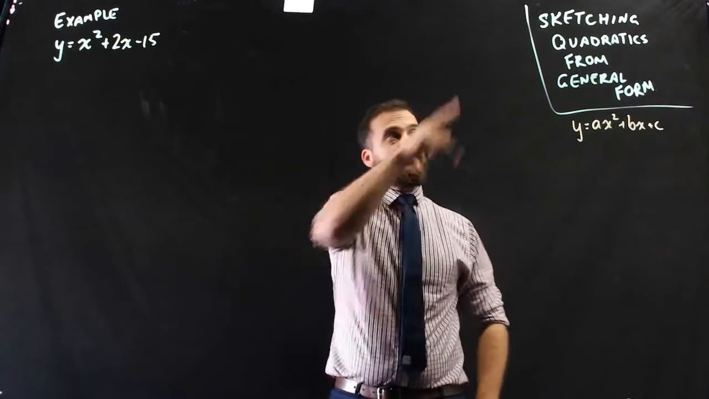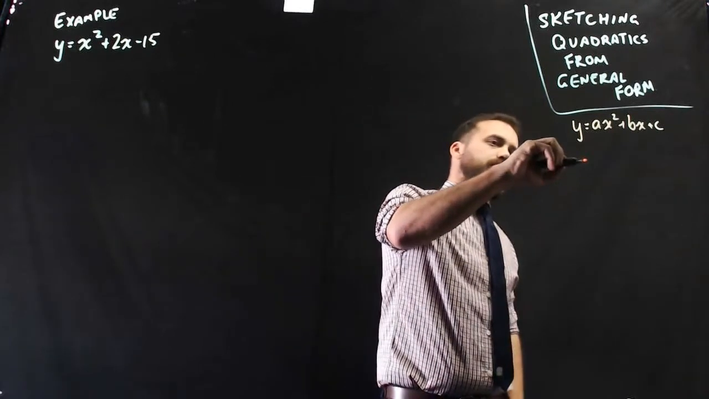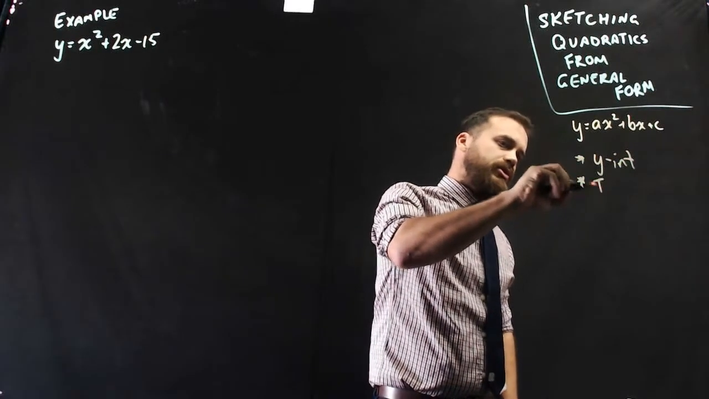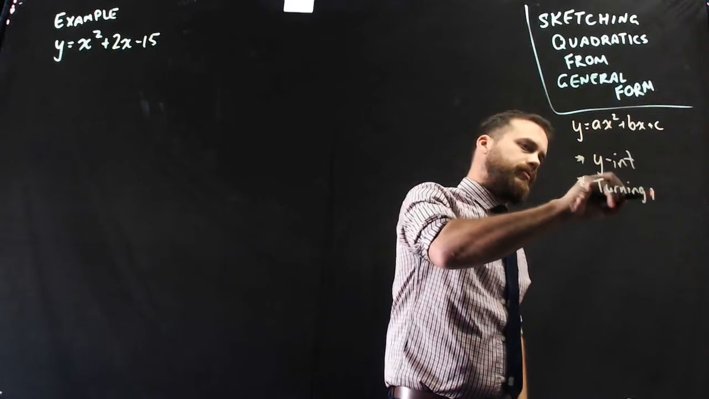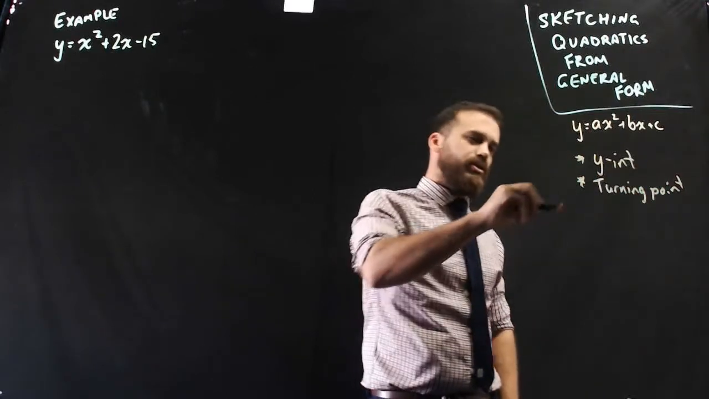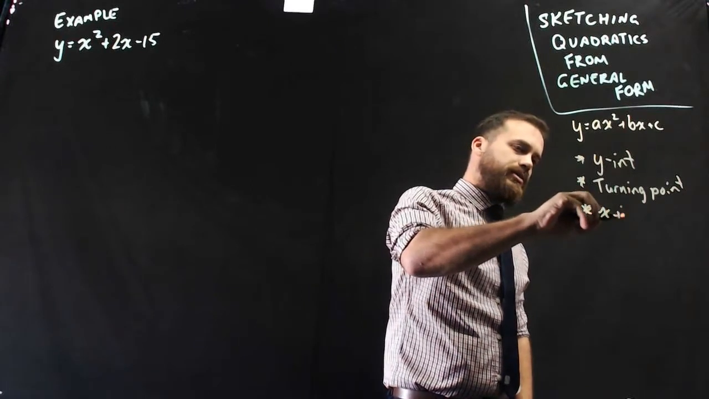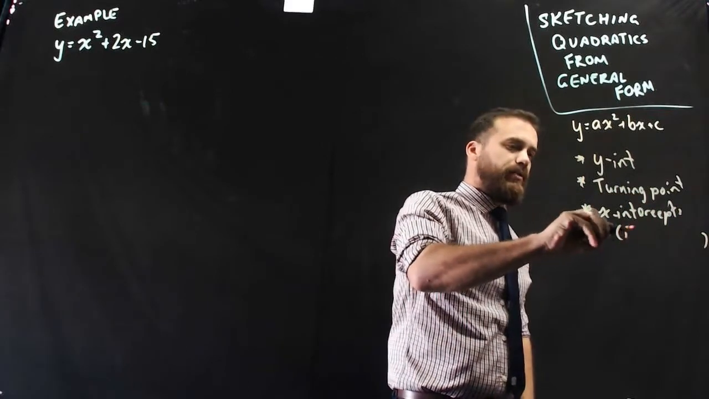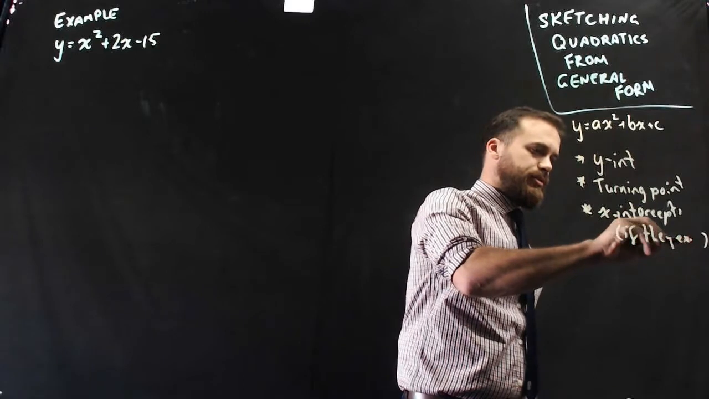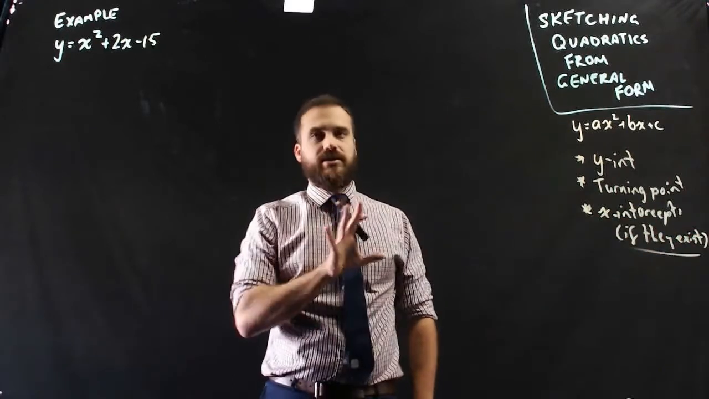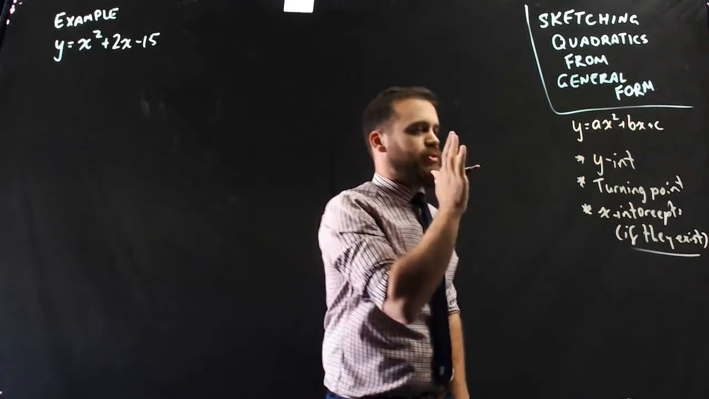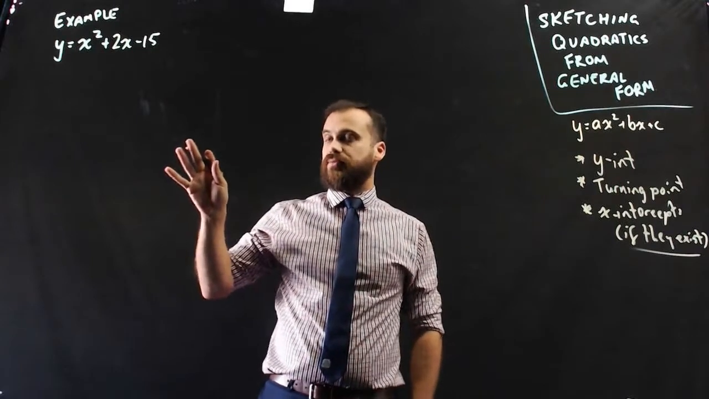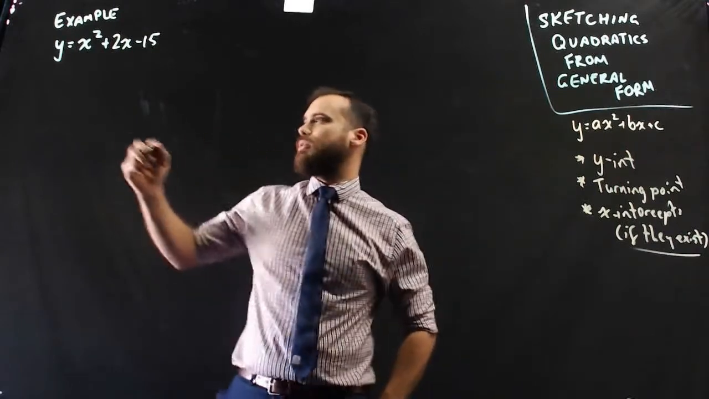So, to sketch a quadratic, you really need three things. You need a y-intercept. You need to know the turning point. And you also need to know the x-intercepts, with a caveat here, if they exist. So obviously if the x-intercepts don't exist, we can't find them. But as long as we know the y-intercept, the turning point, and the x-intercepts, we can sketch this thing. So, first of all, let's find the y-intercept.